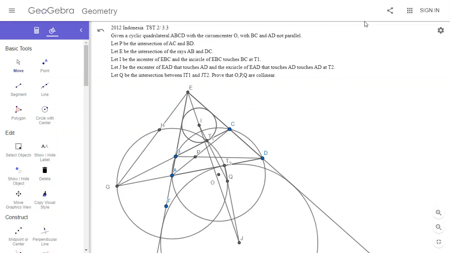Let's see. How do we show this? Yeah, so we could think of Q, trying to think of a natural way to think of Q. It lies on the circumcircle of G, T1, T2. H is the intersection of EG with the circumcircle of G, T1, T2, and we want to show H, P, and Q are collinear.